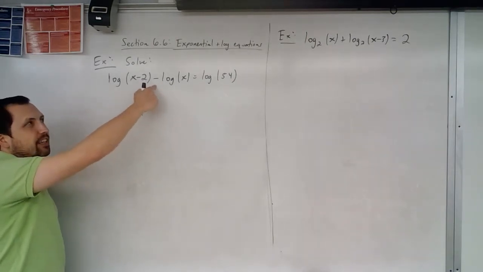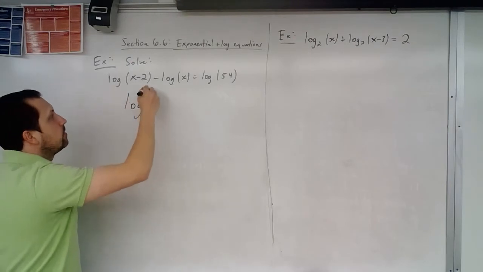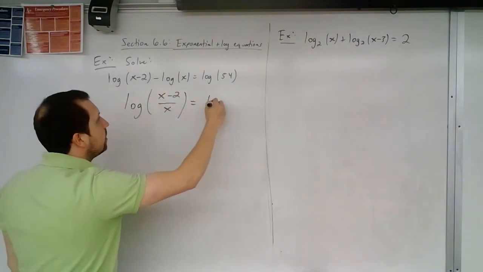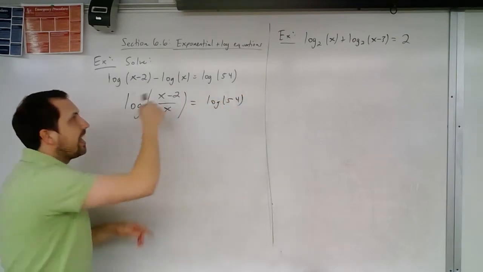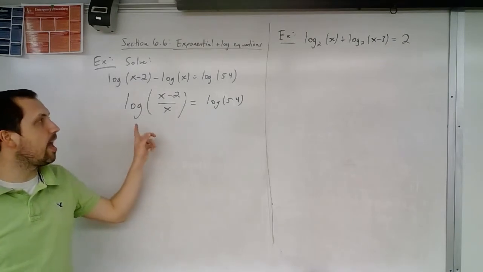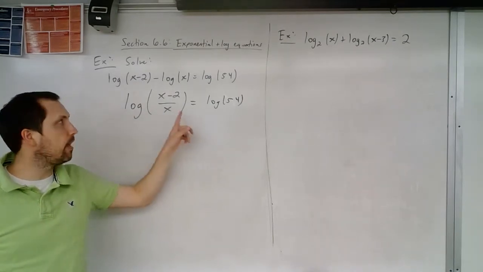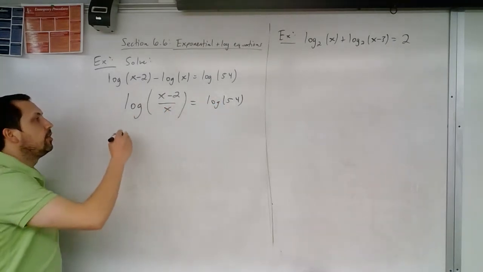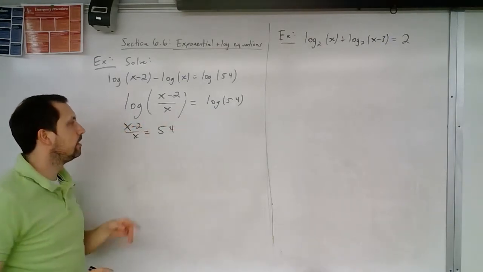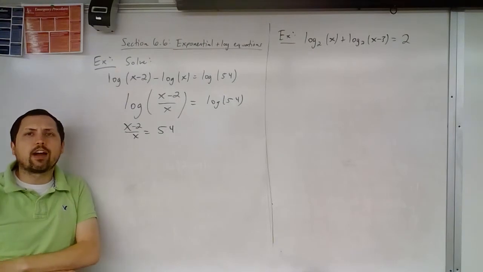So when there's subtraction on the outside, this becomes division on the inside. So on the inside, I have log of x minus 2 divided by x. Now I have a log equal to a log, same base, so the insides are equal. So I have x minus 2 over x is equal to 54. Now I solve this for x.